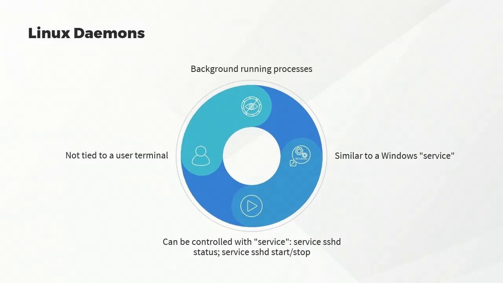Some distributions will have it turned on automatically, others will not. So if we can check the status of the SSH daemon, then we can also use service ssh start to start it if it's not running, or service sshd stop if we want to terminate that daemon, which would only be for the current session. There are other ways to control whether these things start up automatically or not. We're just controlling it at the command line at this level.